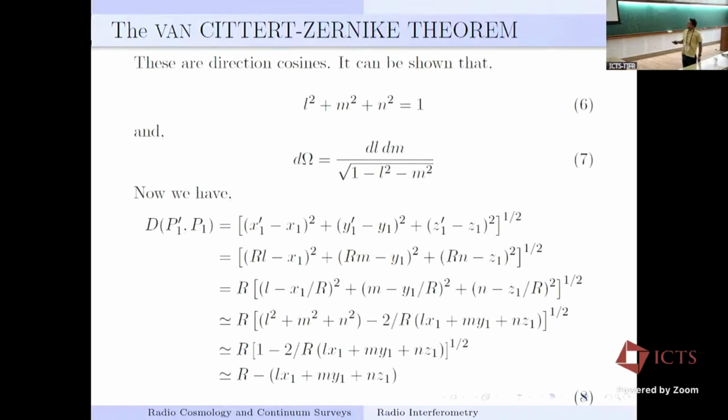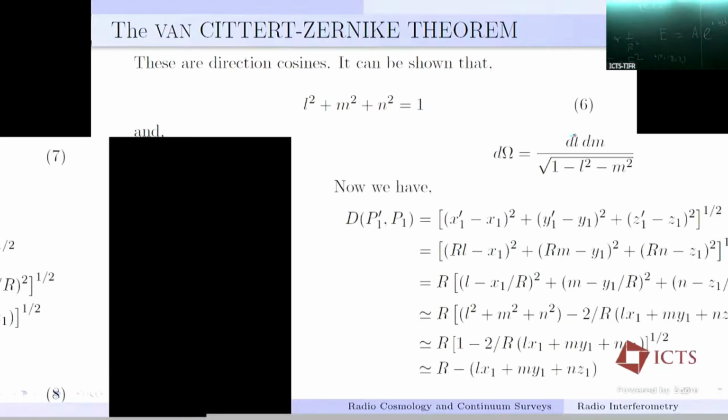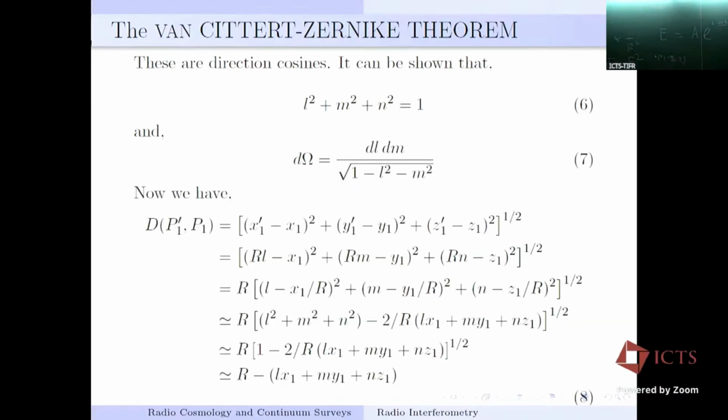Now let us try to define the distance between P1 prime and P1. You see, P1 prime is on the source here and P1 is somewhere over here. So if I have x1 prime, y1 prime, z1 prime over here, and I have x1, y1, z1, the distance will be what? The square root of x1 prime minus x1 whole square, plus y1 prime minus y1 square, plus z1 prime minus z1 square. The distance between P1 prime and P1, right?